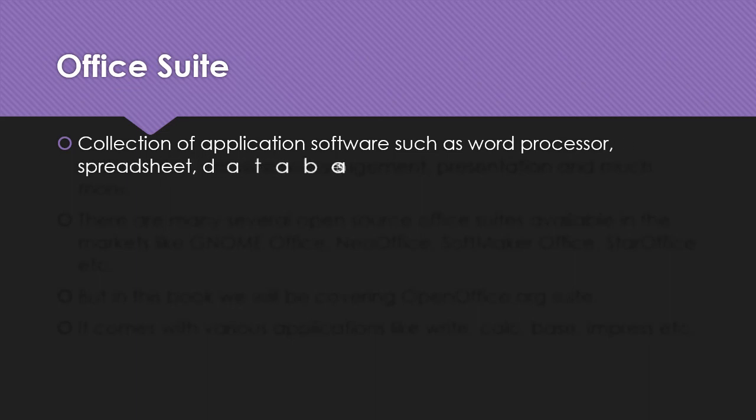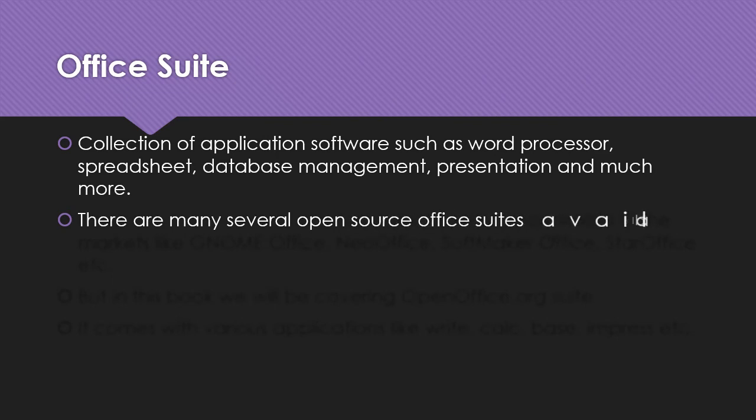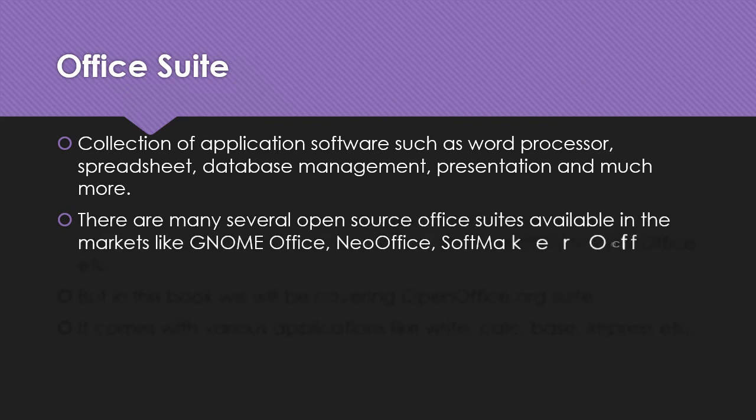Office suites. In the market, there are a lot of office suites. Office suite means what? It's a collection of various applications like word processor, spreadsheet, database management, presentations, and much more. There are several open source office suites available in the market like Gnome Office, NeoOffice, SoftMaker Office, StarOffice, etc. Here we are talking about those office suites which are totally free. That's why it is open source.